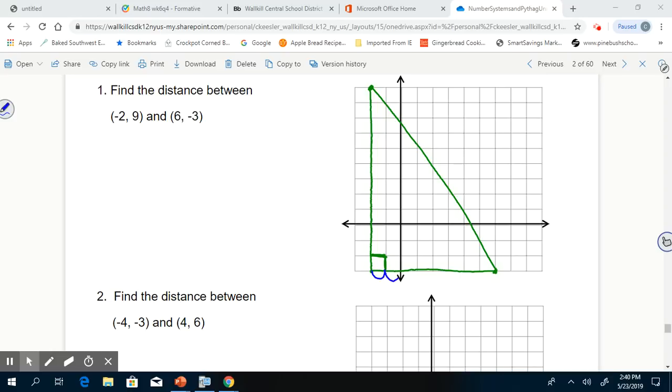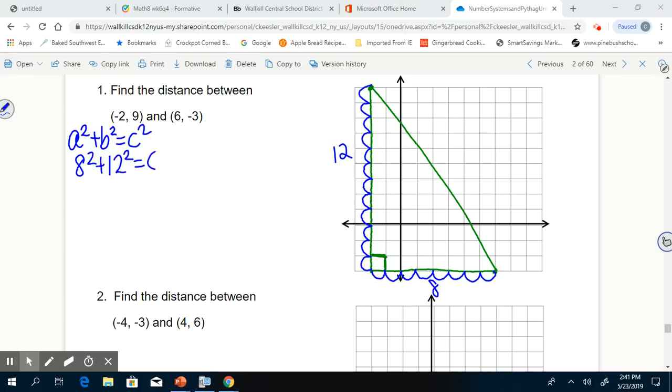This would be 1, 2, 3, 4, 5, 6, 7, 8 units long, where the height is 1, 2, 3, 4, 5, 6, 7, 8, 9, 10, 11, 12 units long. So those are going to be our A and B. We can plug them into Pythagorean's theorem, which is A squared plus B squared equals C squared. And we get 8 squared plus 12 squared equals C squared. So 8 squared, hopefully you remember, is 64. 12 squared is 144 equals C squared.